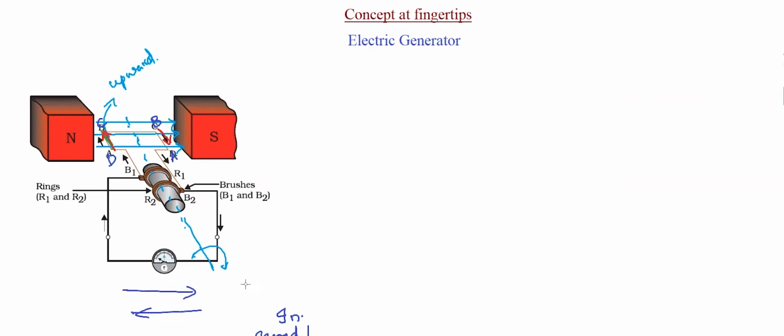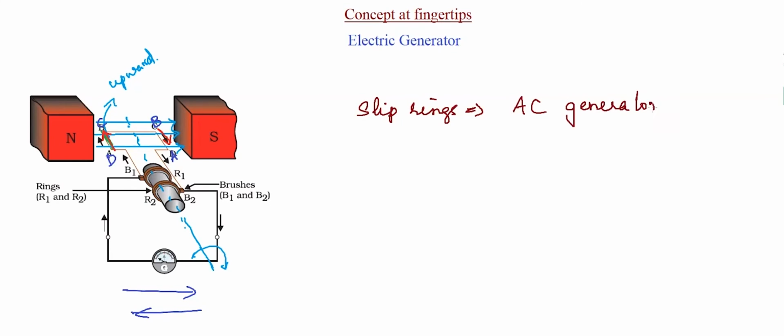So basically when we are using the slip rings, we are getting an AC generator, which means the current direction reverses every half rotation.